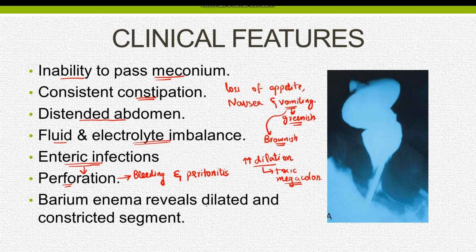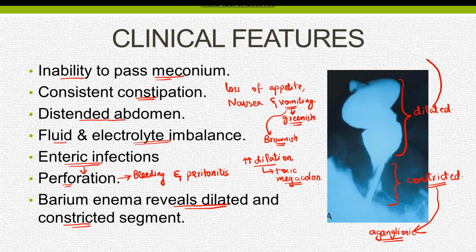The barium enema reveals a dilated section and a constricted section. As you can see here, this is a dilated section and this is a constricted portion of the colon. So which of these two is the ganglionic segment? Is it the dilated or the constricted one? The constricted portion is aganglionic, which means there is absence of neuronal plexus, and the dilated portion is ganglionic.